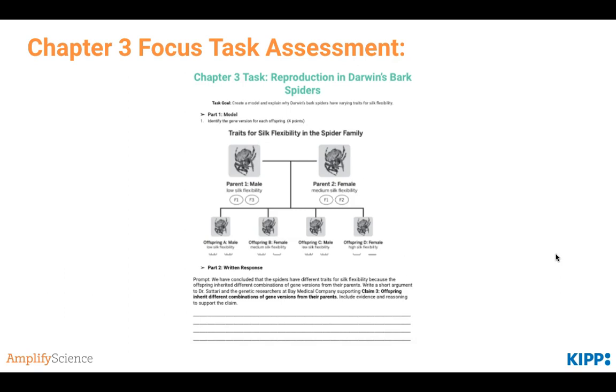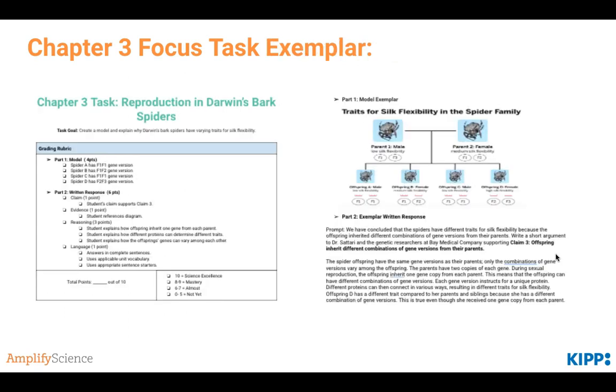This is an example of the Chapter 3 focus task. Take a moment to complete this on your own. When you're ready, you may press play and check your work to the exemplar and the rubric. Okay, let's see how you did. On the left is an example of the rubric. On the right is an example of an exemplar for the modeling part, and then for part 2, the written response as well. In the written response, claim 3 is supposed to be the correct answer, so make sure that you read through why claim 3 is the correct answer, and that you're able to guide your kiddos to get to that conclusion as well.